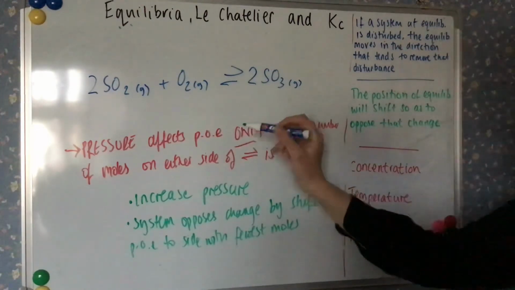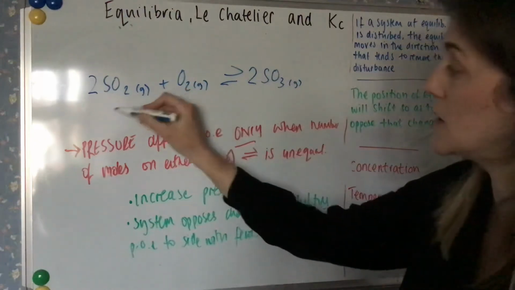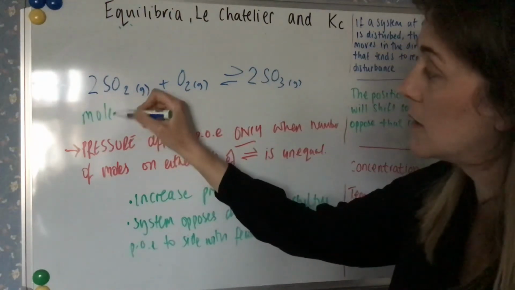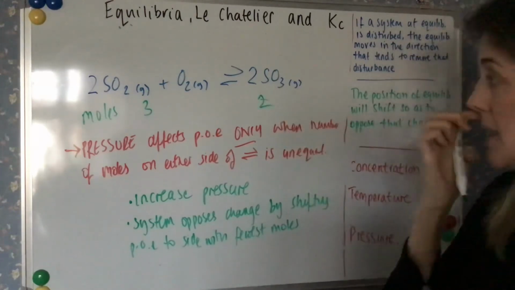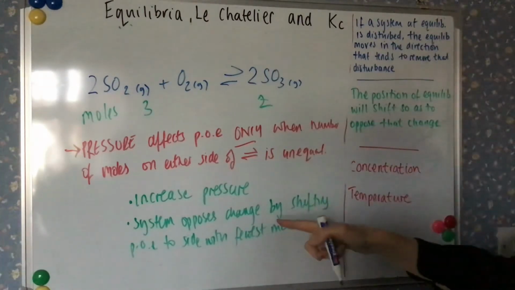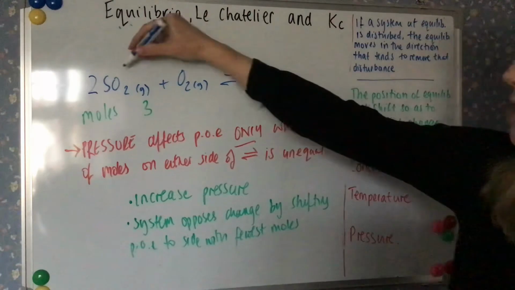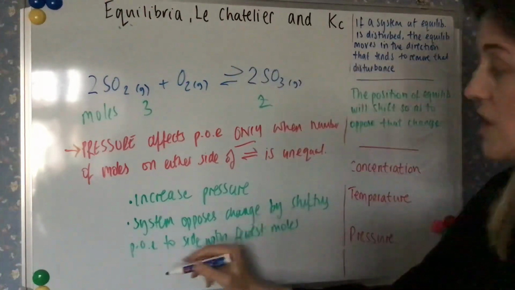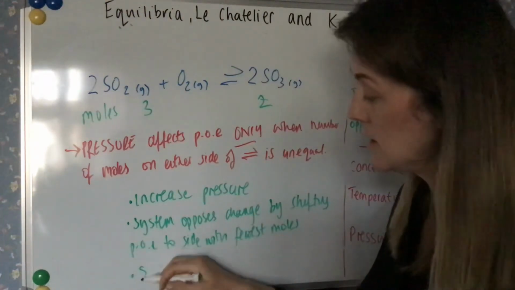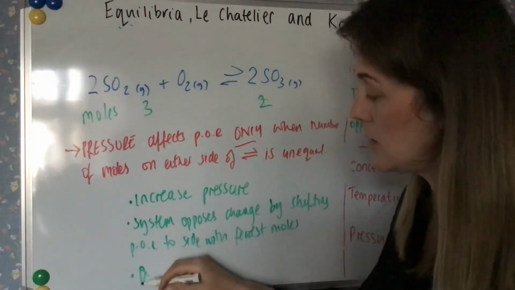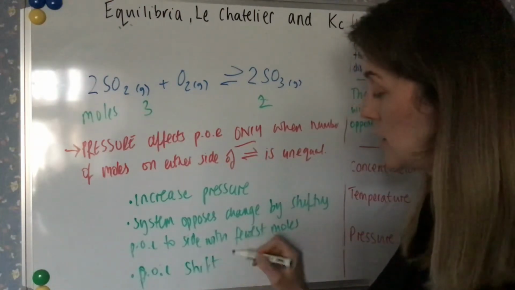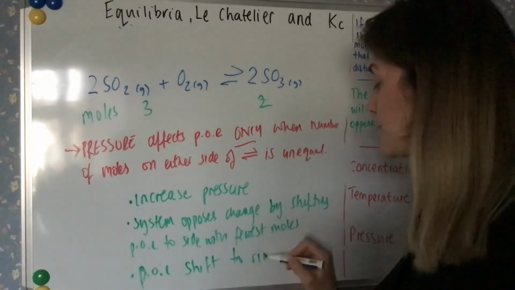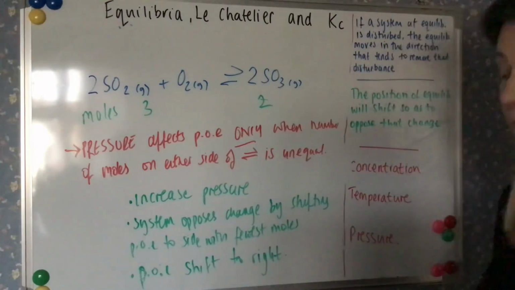So in this case, we've got 1, 2, 3 moles this side, and this side we've got 2. So if you increase the pressure of this reaction, the position of equilibrium would shift to the right. Shift POE to right.